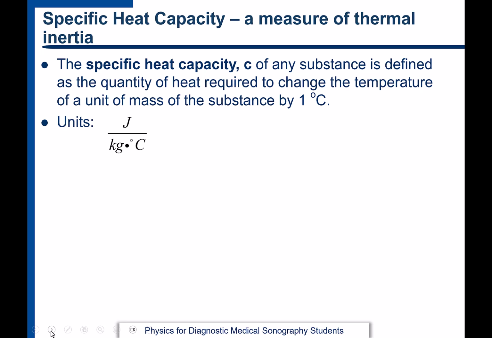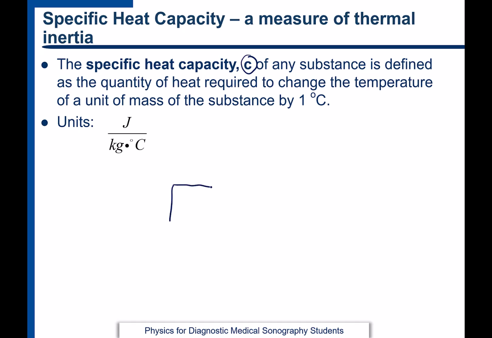So let's talk about how we can quantify this concept of thermal energy. We do that by defining something called specific heat capacity. We abbreviate specific heat capacity with the letter C, so that's how you're going to see it represented. And the specific heat capacity is defined as the quantity of heat required to change the temperature of a unit mass of the substance by 1 degree Celsius. So what does that mean?